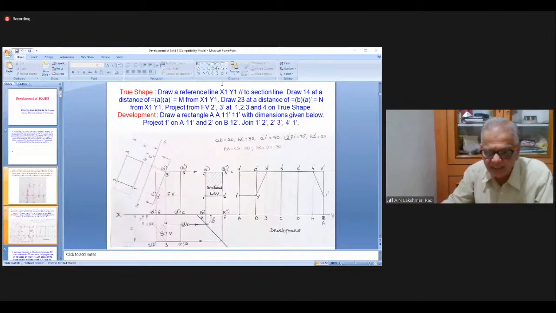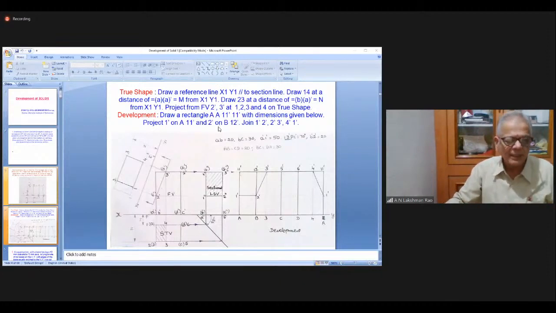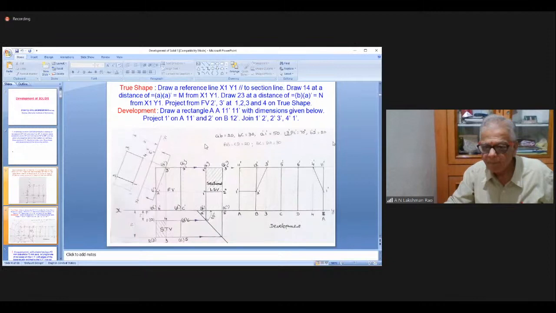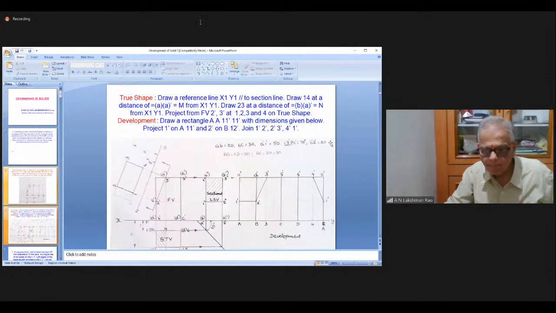As an extension, I told you, I am also completing development of the solid simultaneously. I am not keeping it separate. Both I am not keeping separate. So what I am doing is, sorry.